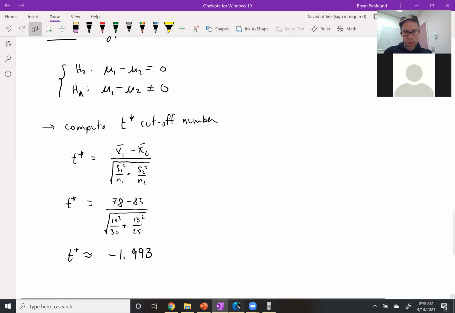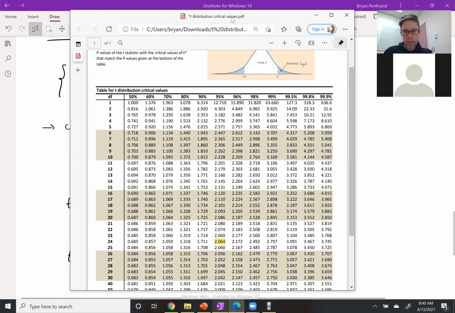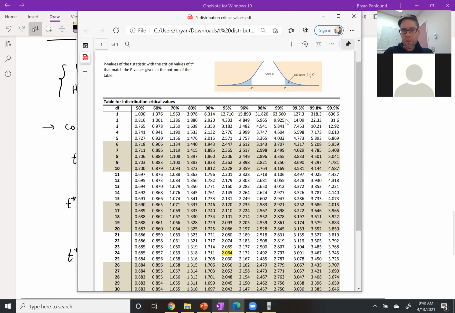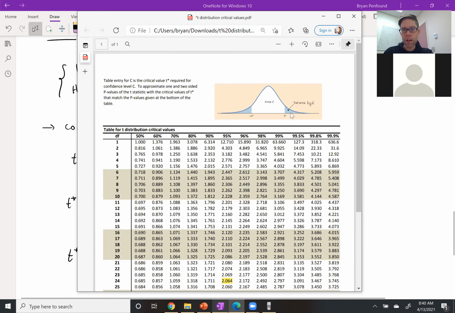Now, if we go over to our T chart, you're going to notice that there are no negative values inside of the T chart. All of the T distribution cutoff numbers come as positive numbers, and that's because the distribution is symmetric about the origin. So we're taking the middle number to be 0. We calculated a negative T star, but we're just going to take that to be positive because of symmetry.